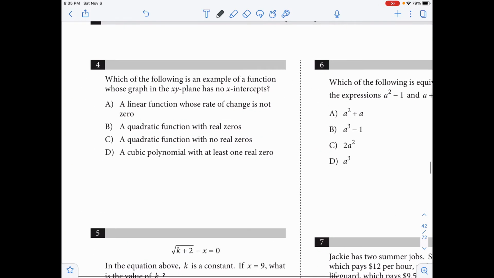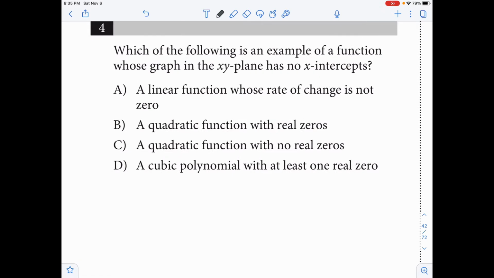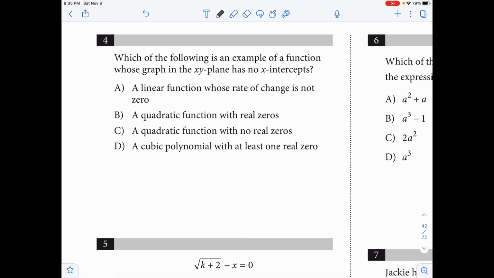Number 4, which of the following is an example of a function whose graph in the xy plane has no x-intercepts? So a linear function whose rate of change is not 0. A quadratic function with real zeros? No, because it will pretty much look like this. So it could have zeros.